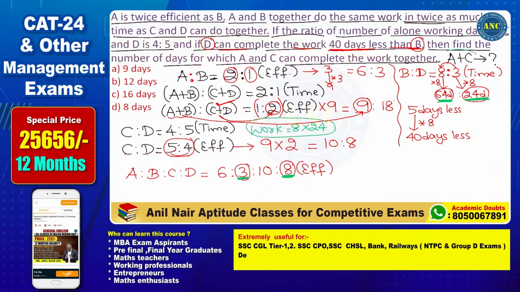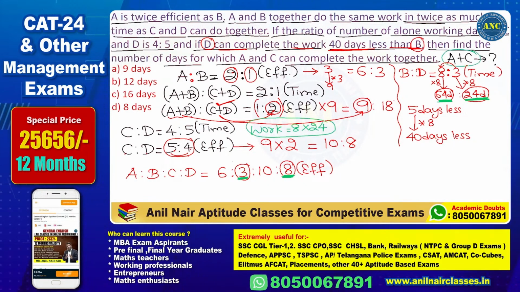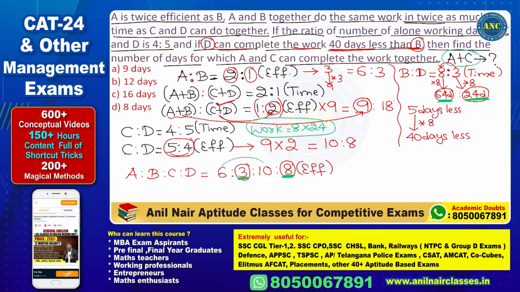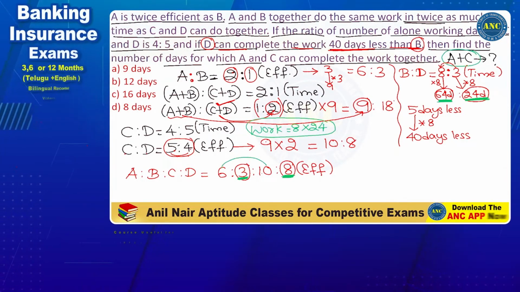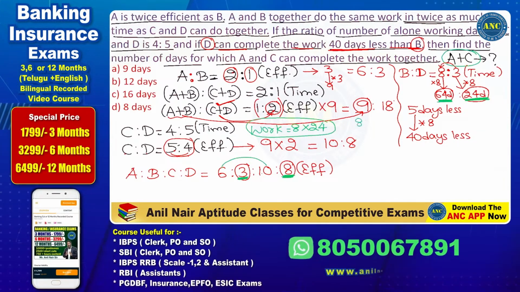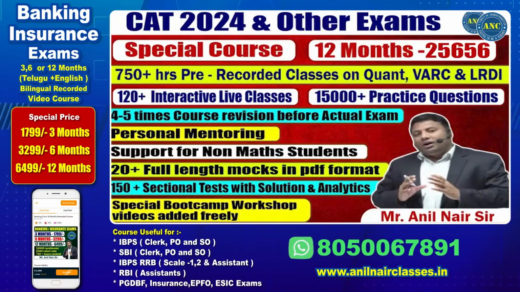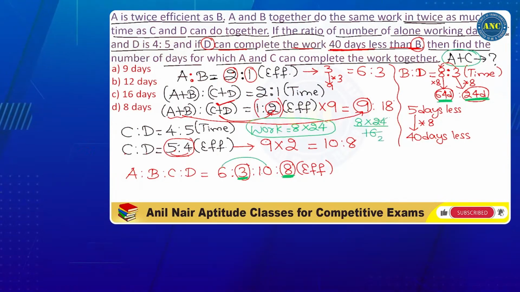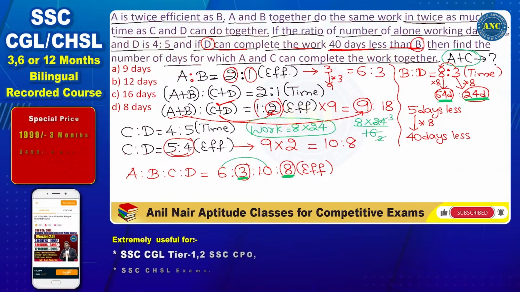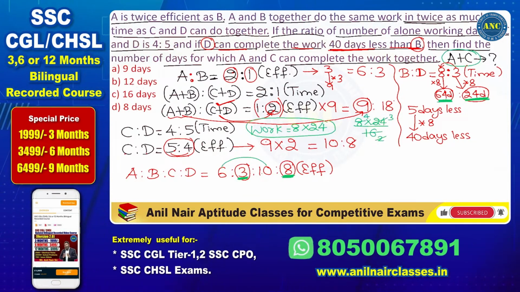What is the main question? A plus C together is how much? A is 6, C is 10. So total is 16 units per day. To complete 8 into 24, how many days? So it is 8 into 24 divided by 16. 8 into 2 is 16, 8 into 3 is 24, 2 into 1, 2 into 4, 4 into 3. The answer for this question should be 12 days.